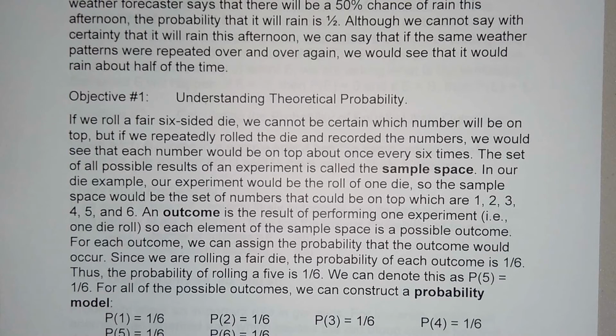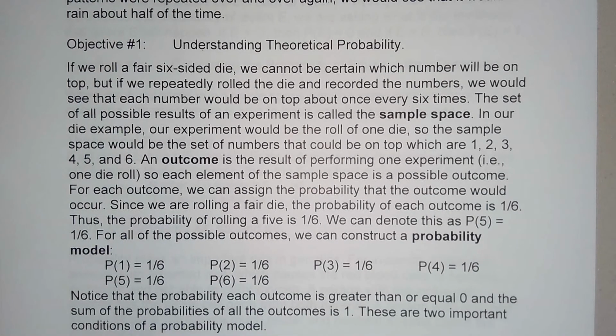An outcome is the result of performing one experiment. In other words, if I roll the die once. So each element in the sample space is a possible outcome. For each outcome, we can assign the probability that the outcome would occur. Since we're rolling a fair die, the probability of each outcome is 1/6. Thus, the probability of rolling a 5 is 1/6. We denote this as P(5) = 1/6. This is the probability of rolling a 5 is 1/6.